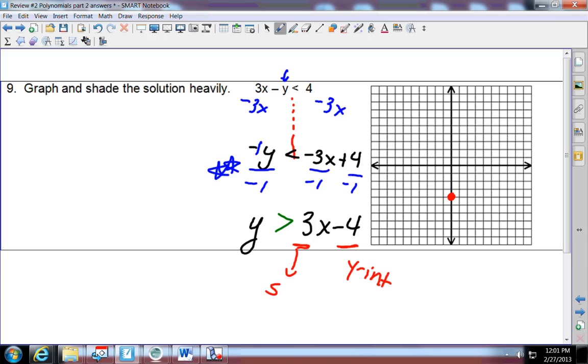This number right here is the slope. I know that this number is positive, so my line is going to have to be increasing. It is 3 over 1. It tells me to go up 3 and to the right 1.